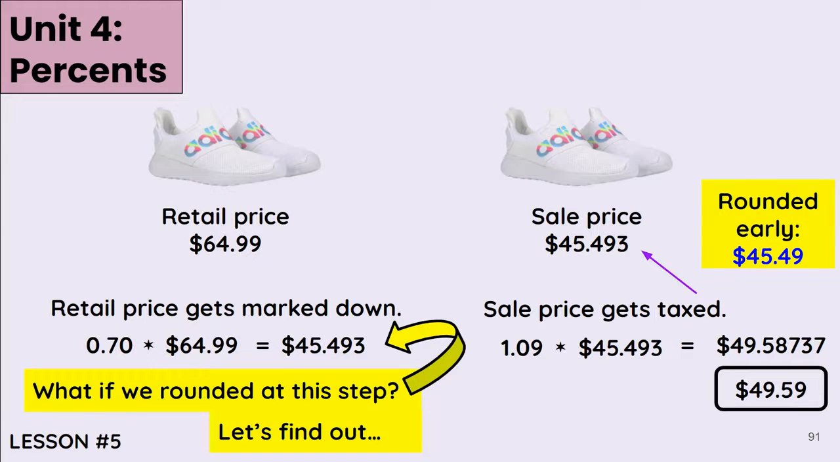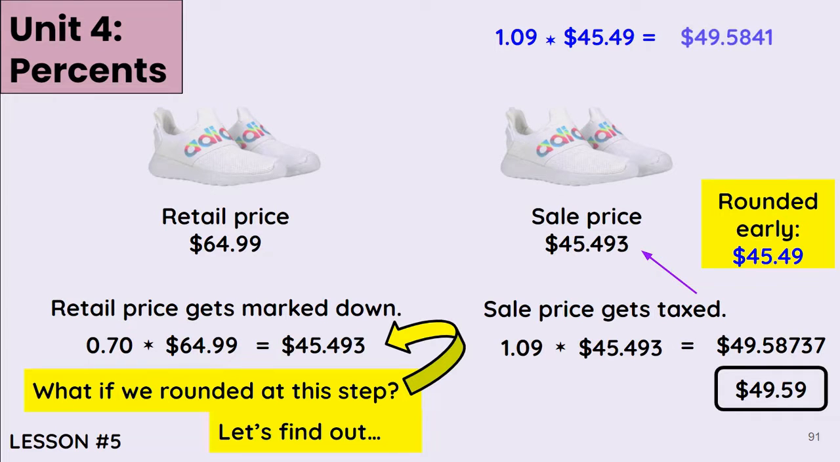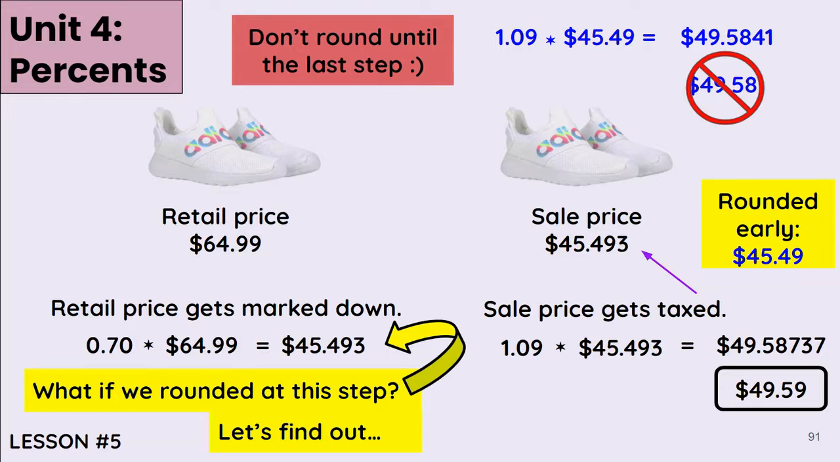Let's see. So this was 9% tax, right? So if we did 1.09 times that rounded price, I want you guys to try that out. What would you get? You should have found that you would get, rounded to the nearest penny, $49.48. And that is wrong. And that is why we don't round until we're at the last step of a problem, because you might be slightly off.